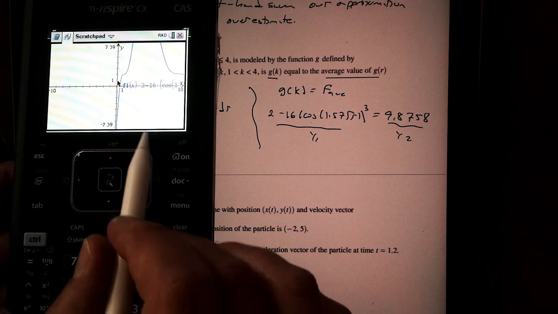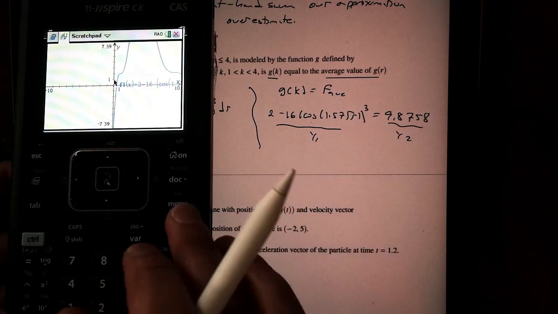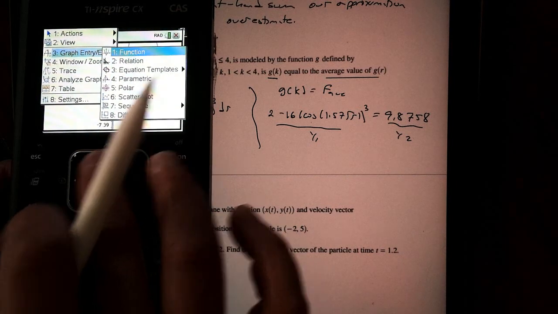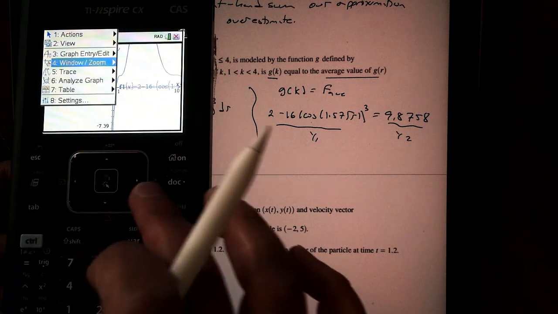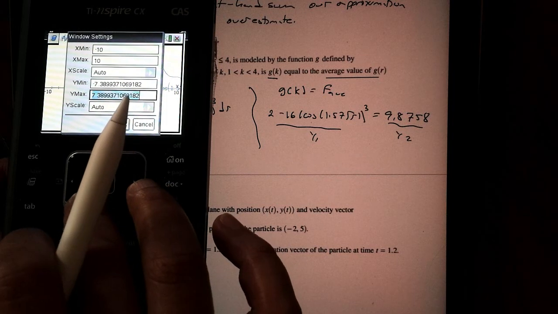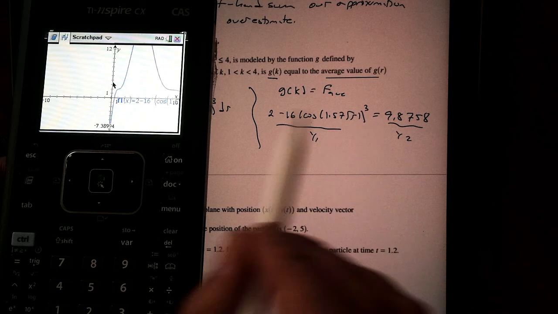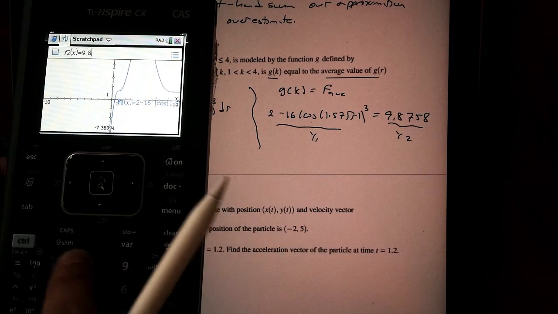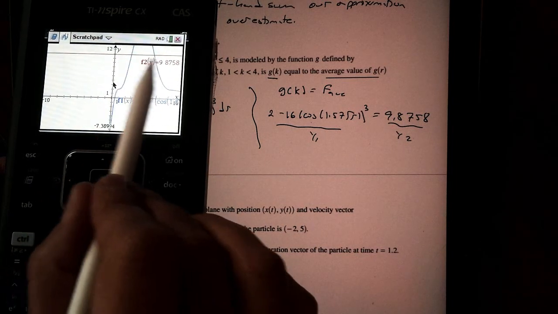There it is. And next I want to graph 9.8758, but my graph doesn't go that far, so I'm going to change my window. I want to be able to see it. Window settings. I might make Y max maybe 12, so I can see it. There it is. All right, so now I'm going to graph the other one: 9.8758.